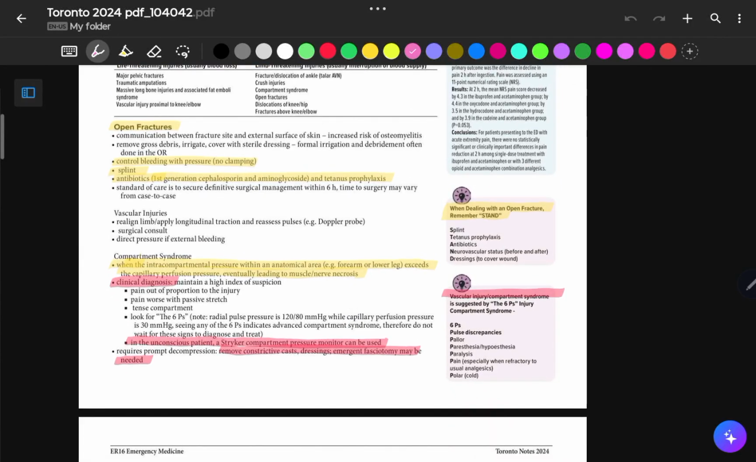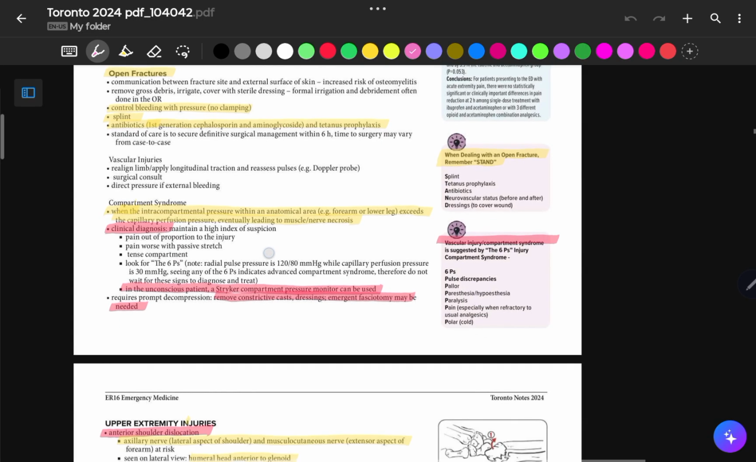So next, when dealing with an open fracture, remember the mnemonic STAND. So make sure you splint the fracture. Okay, you're not going to let it keep hanging like that, you need to try and stabilize it with a splint. Then you're going to give this patient tetanus prophylaxis. Then you're going to give them antibiotics. Then you're going to make sure the neurovascular status before and after reduction or splinting is intact, and you're going to do some sterile dressing over it just to cover the wound. Okay, so always remember STAND.